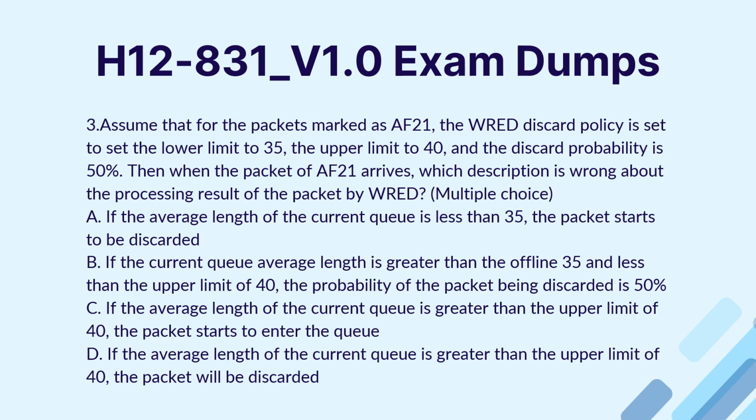Multiple choice. A. If the average length of the current queue is less than 35, the packet starts to be discarded. B. If the current queue average length is greater than the lower limit of 35 and less than the upper limit of 40, the probability of the packet being discarded is 50%. C. If the average length of the current queue is greater than the upper limit of 40, the packet starts to enter the queue. D. If the average length of the current queue is greater than the upper limit of 40, the packet will be discarded.